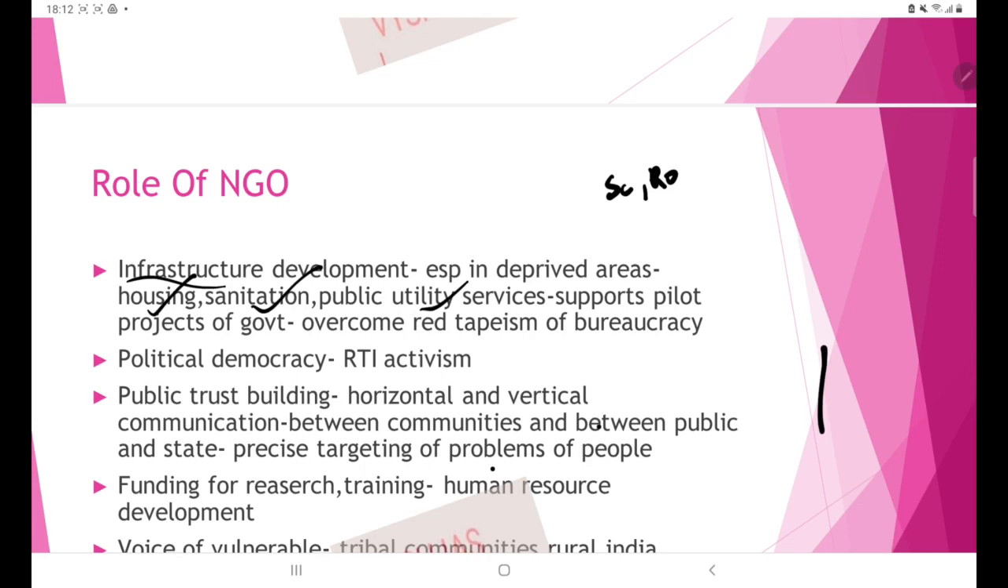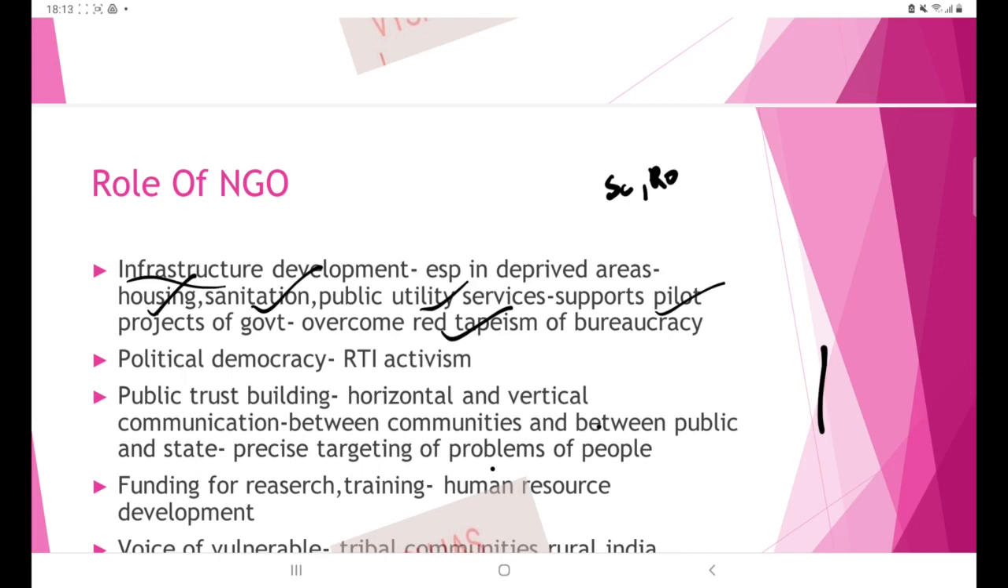It is also joining hands with the government to support pilot projects, so that people will also develop trust in the government, because it is routed through NGOs. It is a direct link for people. So people will be interested in such pilot projects, and it is also helping in overcoming the red tapism of bureaucracy. Since most people are illiterate, NGOs are helping people reach out to their rights.